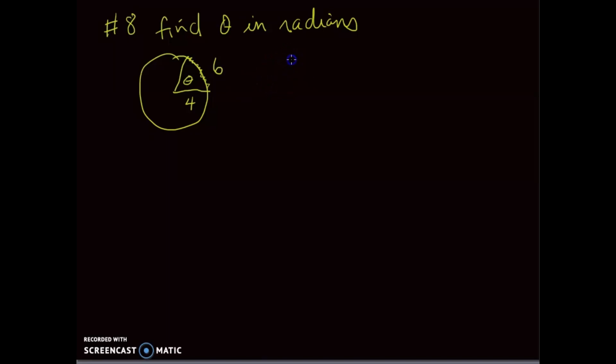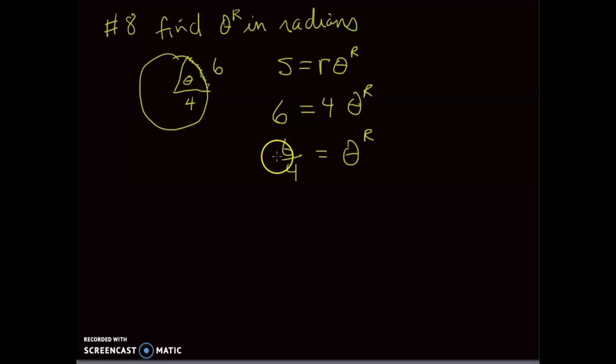So, S equals r theta, just so theta is in radians. We want that theta in radians. S is 6. R is 4 times theta in radians. So 6/4 equals theta in radians. Well, I guess we can reduce it. Divide by 2, we get 3/2. So that's the number of radii, 1.5 radiuses.